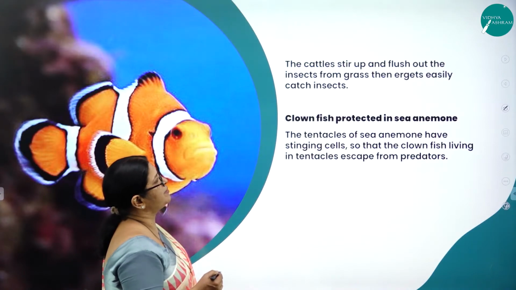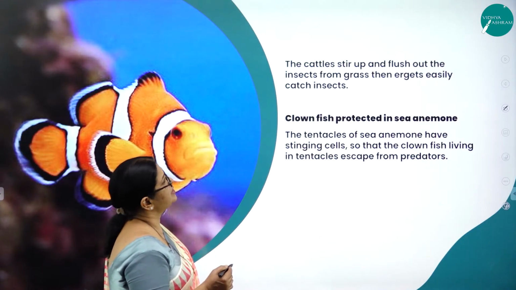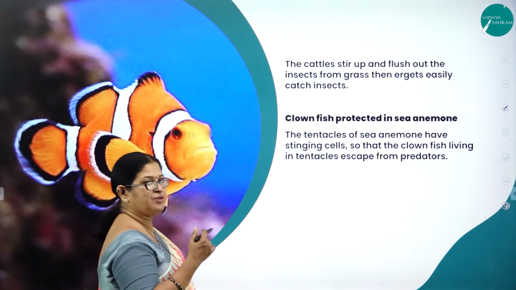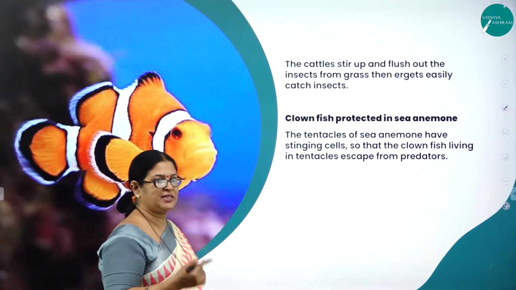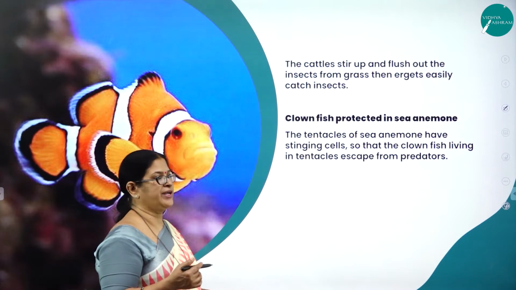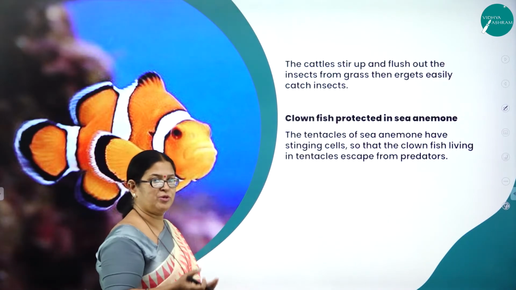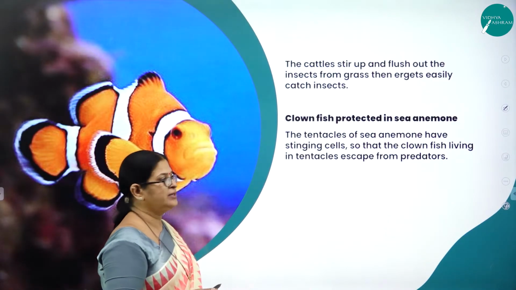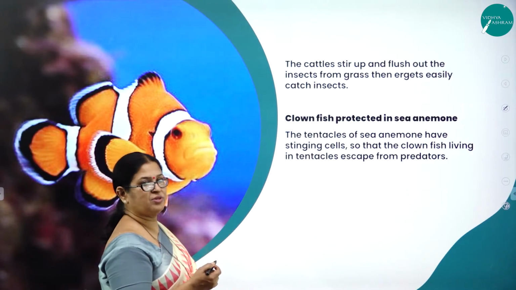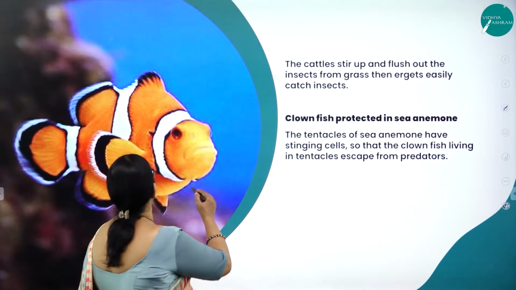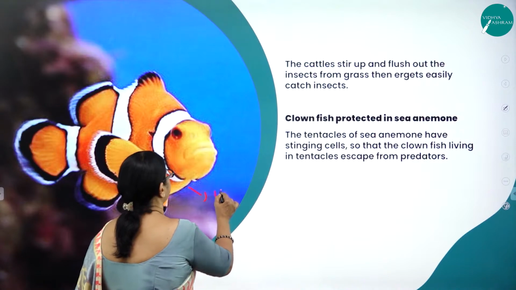The cattle stir up and flush out the insects from the grass. Then the egrets easily catch the insects. Usually, you can see the cattle stirring their body. So, obviously the ticks and mites will come about the body and the birds will eat those insects.